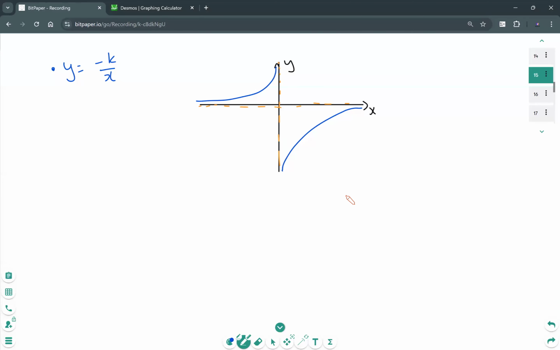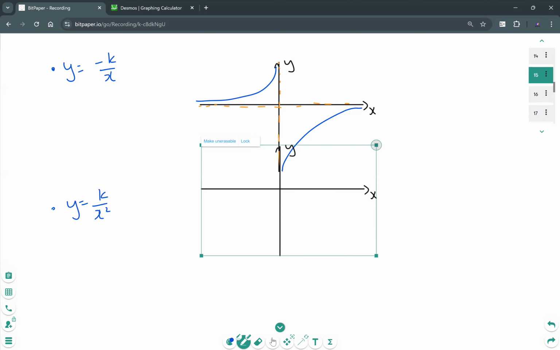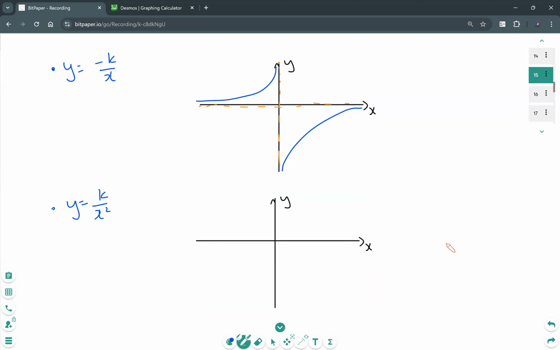Okay, next one. Y equals k over x squared. So k over x squared. X squared means when you put whatever x value you put in there, the outcome is going to be positive. So both of them are up, positive on the positive y side. Now, mathematically speaking, imagine you put a negative value of x in there. When you put a negative value, you square it, it becomes positive. So the whole thing becomes positive. Therefore, this graph is always on a positive y axis.